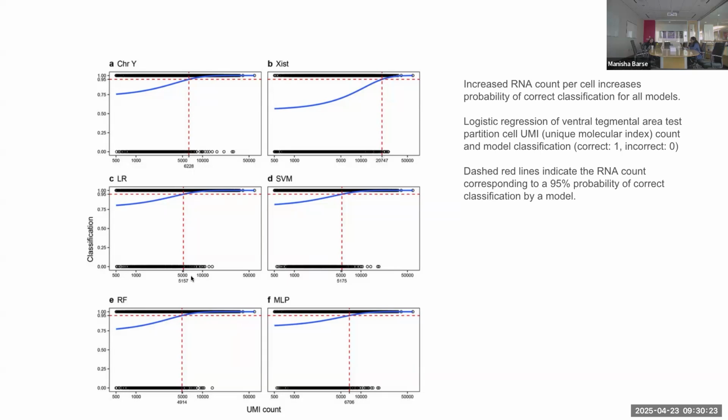So these machine learning methods achieve 95% classification accuracy at a lower UMI count, around 5,000 for the logistic regression or the SVM method, and then MLP has around 6,000 genes to attain the 95% accuracy.